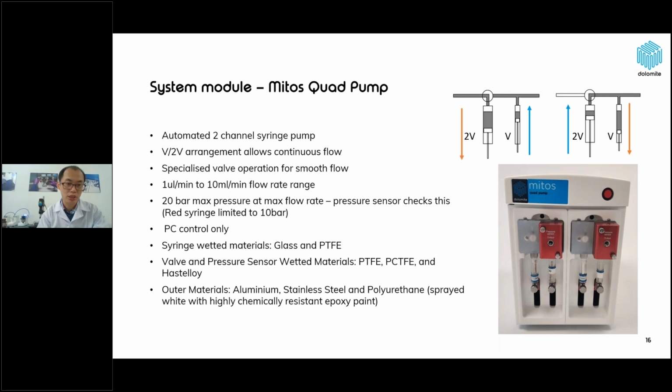The volume of the syringe range allows continuous flow with specialized valve operation for smooth flow. Flow rates can range from 1 microliter per minute to 10 mL per minute, with a maximum pressure up to 20 bar, and with a pressure sensor that checks the pressure. This pump is controlled only by the software using the PC, and the syringes, valve, pressure sensor and materials have very high chemical resistance and chemical compatibility.